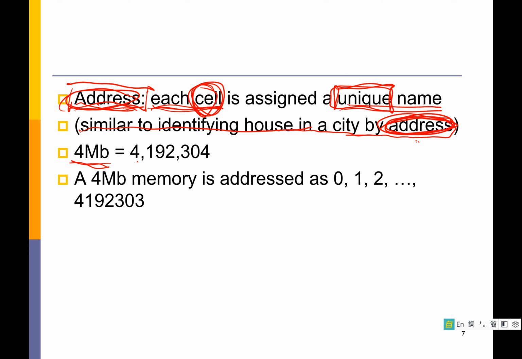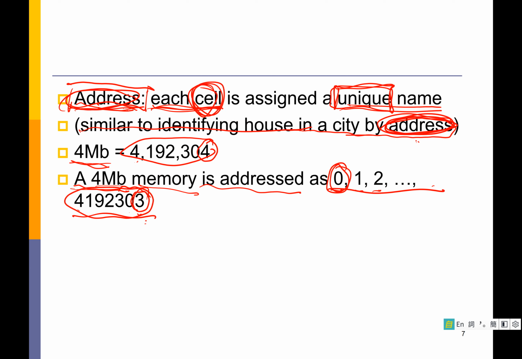4 megabytes, the exact number is 4,194,304. And the 4 megabyte memory can be addressed by 0, 1, 2, and so on until 4,194,303. Why is it 3 here and 4 here? Why is this one bigger than that one by 1? It's because this sequence of addresses starts from 0. So 0, 1, 2, 3 until this number will have this many bytes.